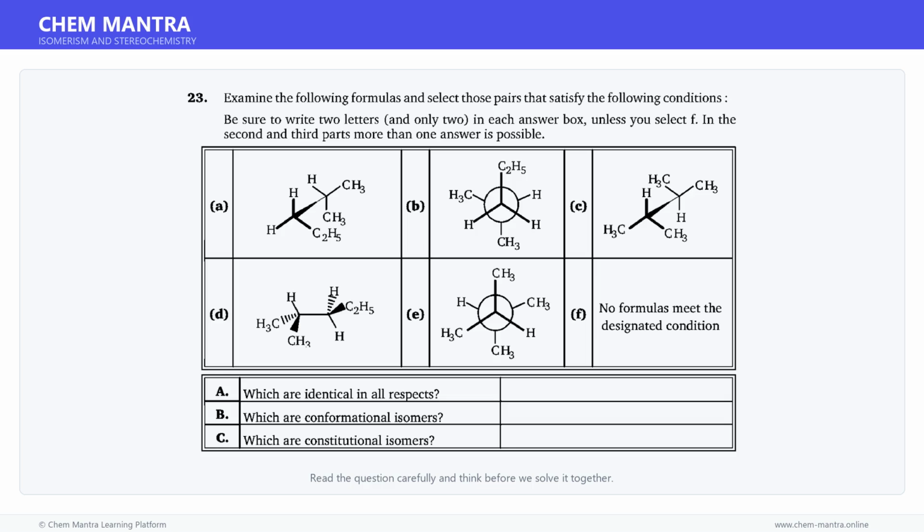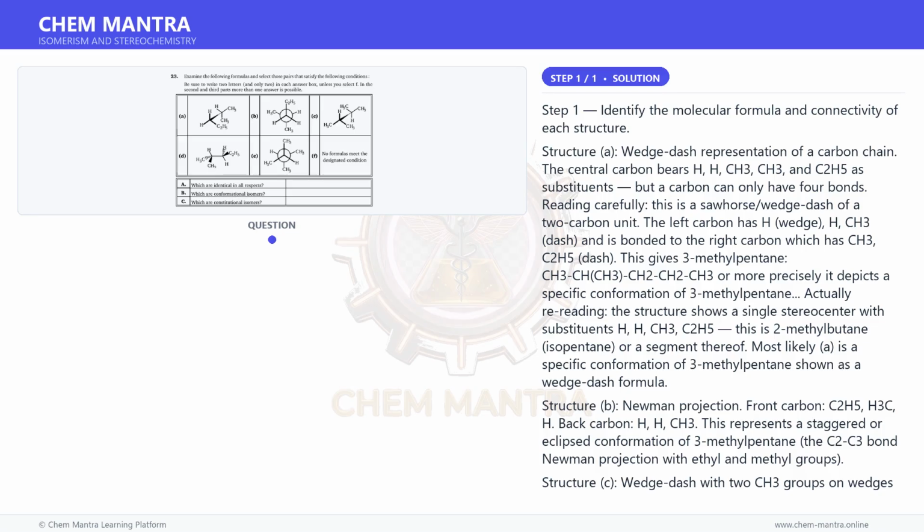Here is a question. Read it carefully and think about the answer. Let us solve it step by step. Let us begin solving this step by step. Step 1. Identify the molecular formula and connectivity of each structure.